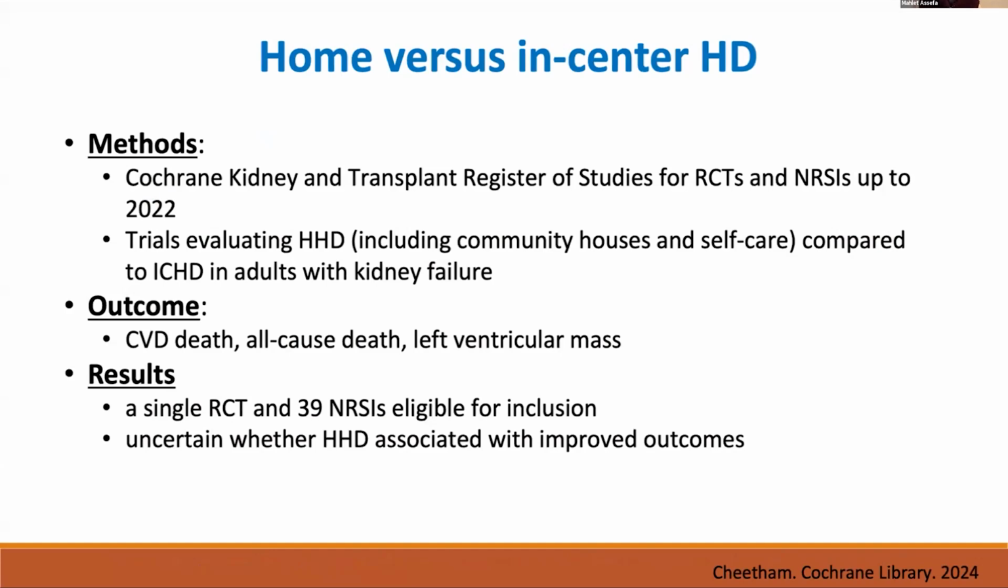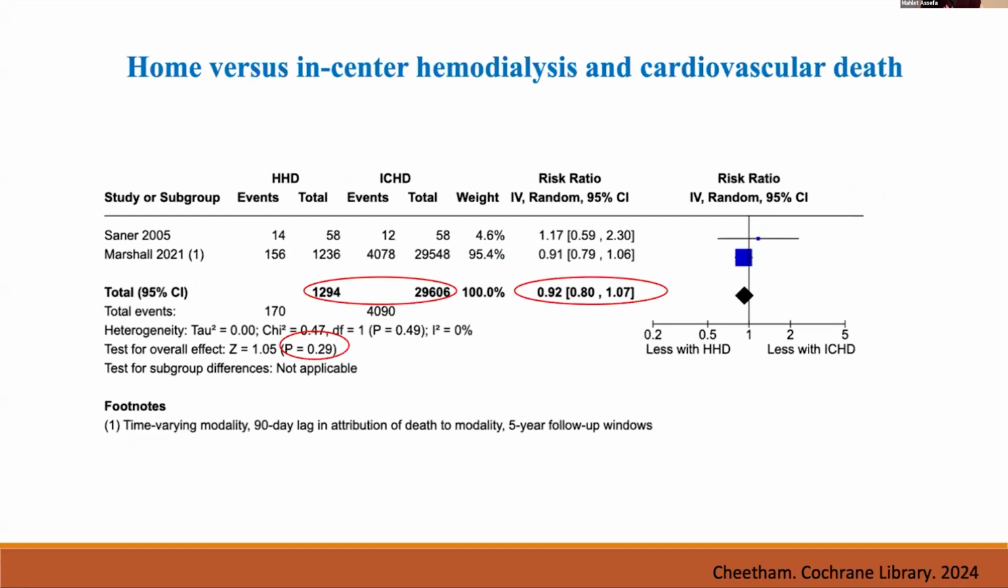with outcomes like cardiovascular death, all-cause death, and left ventricular mass. And really, the highlight of the results is that it's uncertain whether home hemo is associated with improved outcomes. So I'll show you a couple of their plots here. In terms of cardiovascular death, they took a look at over 30,000 patients, and the risk ratio was really not significant, as you can see here.